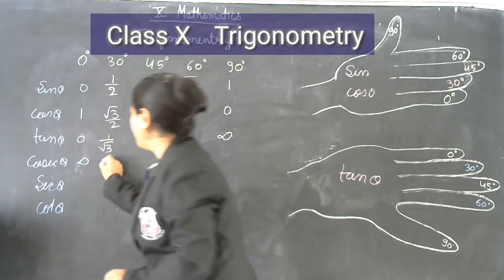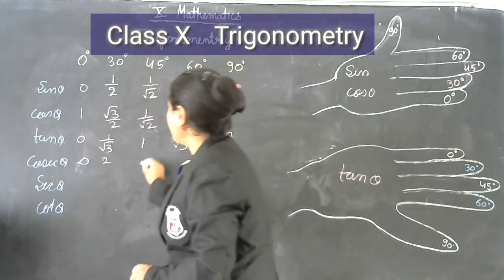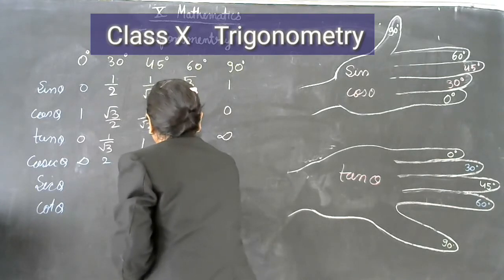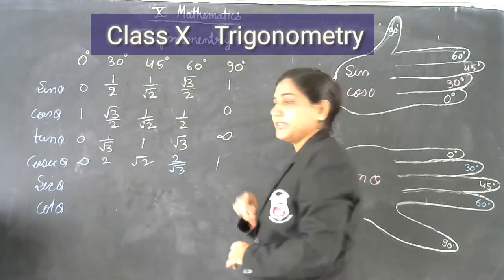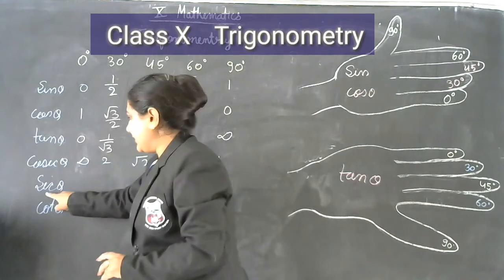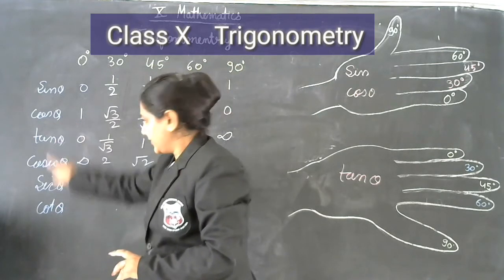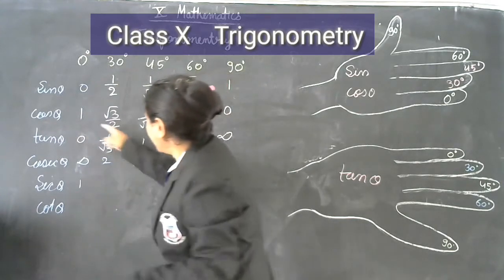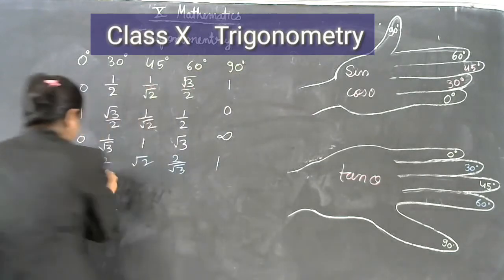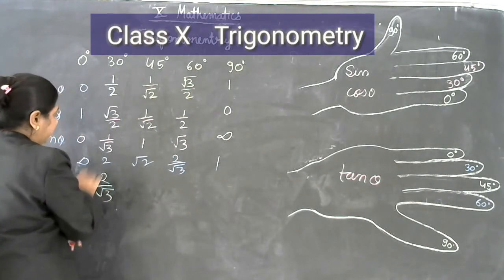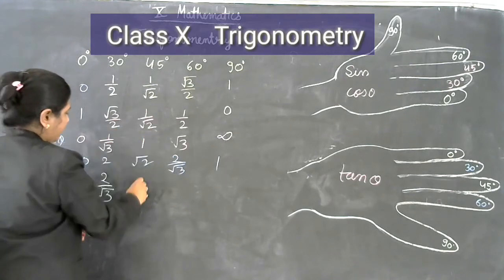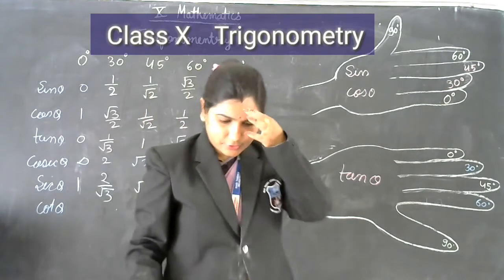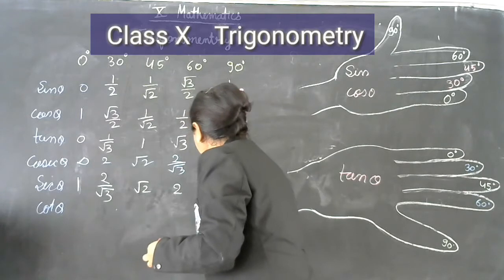Reciprocal of 1 upon 2 is 2. Reciprocal of 1 by root 2 is root 2 only. Reciprocal of root 3 upon 2 is 2 upon root 3. Reciprocal of 1 is 1. And similarly, sec is the reciprocal of cos. So reciprocal of 1 is 1. Reciprocal of root 3 by 2 is 2 by root 3. Reciprocal of 1 by root 2 is root 2. Reciprocal of 1 by 2 is 2. And reciprocal of 0 is not defined.